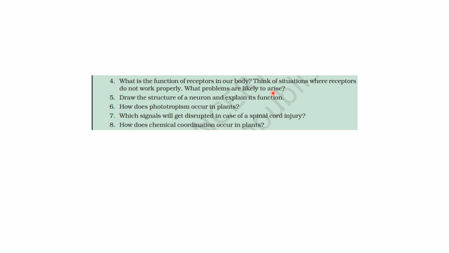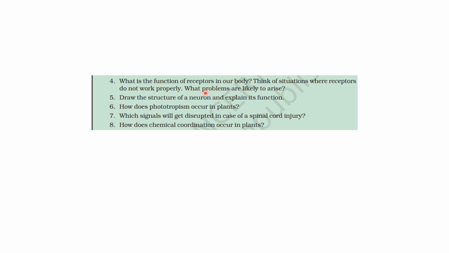See, receptors are specialized cells or nerve endings that detect stimuli. ठीक है, जैसे light, sound, heat, pressure, chemicals. Okay, and they send signals to the brain or spinal cord for processing. ठीक है, ये तो function है.